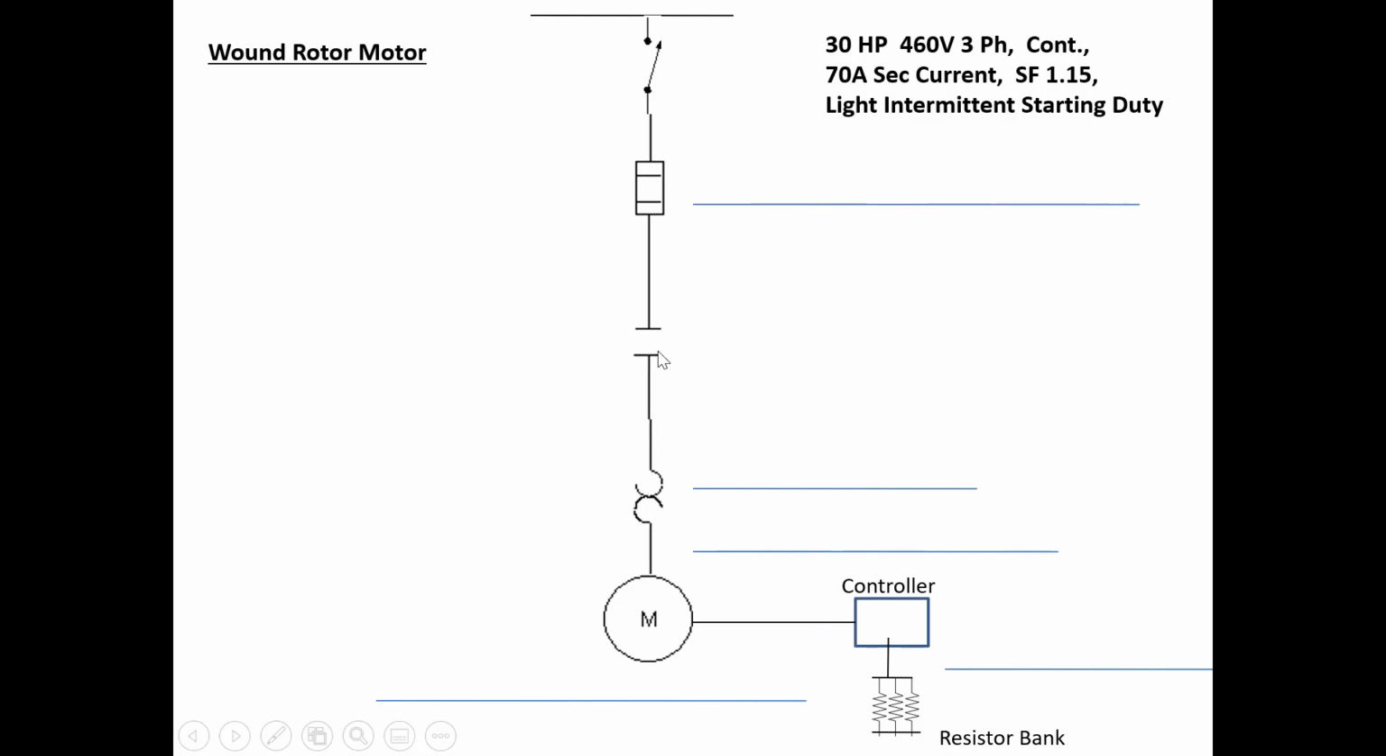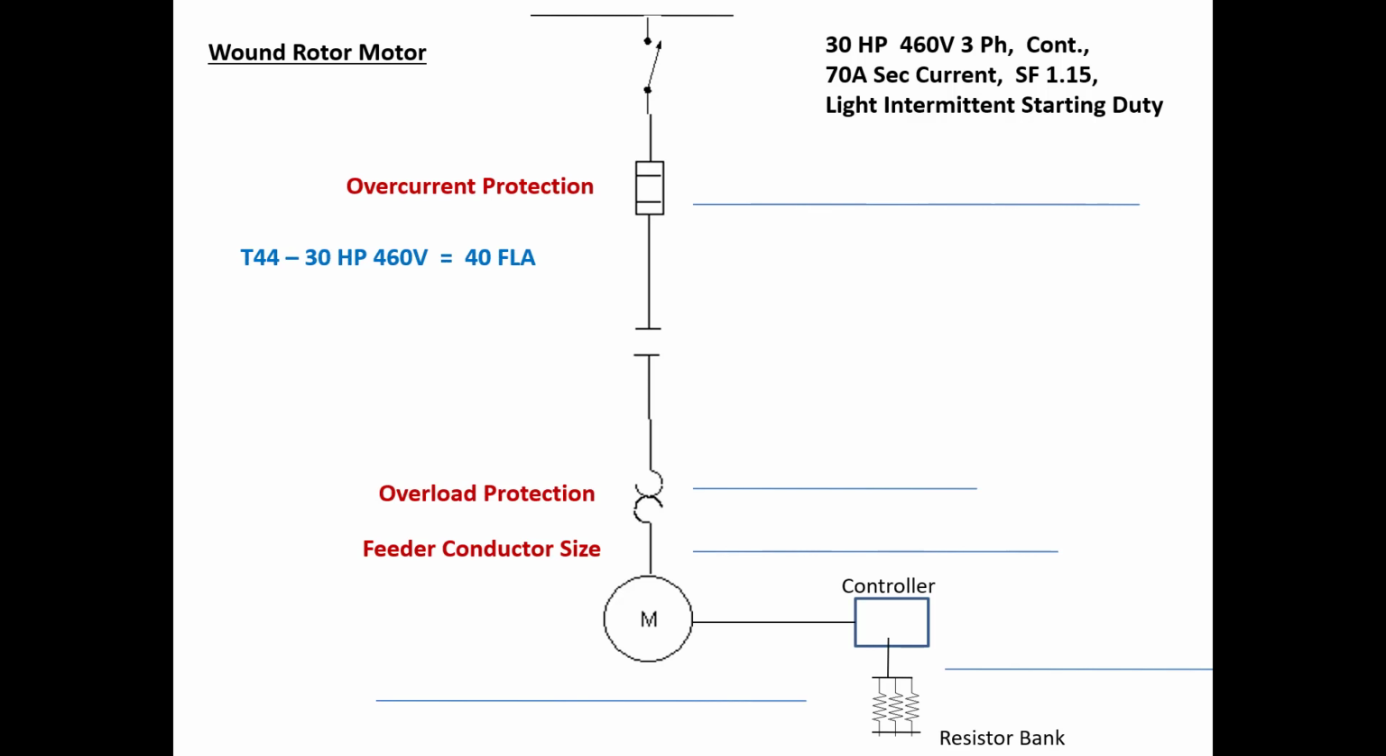The draw that we're going to go from the motor up here is based on this 30 horsepower, so we're going to have to go to table 44 to find out what the FLA is. And then we have our service factor written here too. So again, we're going to start at the bottom and do the motor first. We get our table 44 value, which is 40 amps FLA.